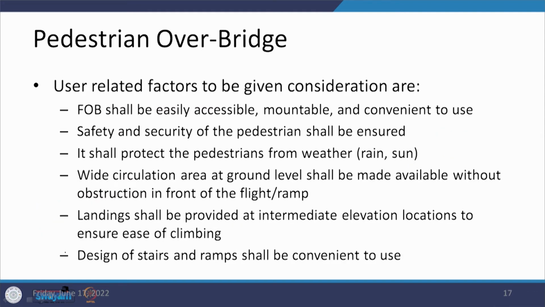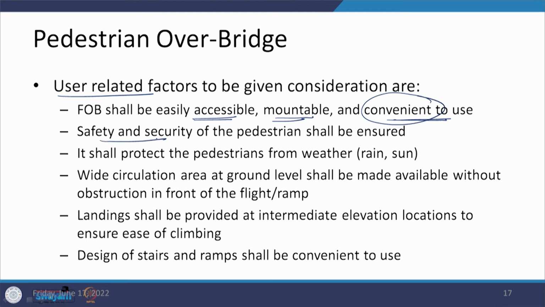Now, there can be two types of factors which primarily we can talk about here. One is the user related factors, another can be the design related factors. Now, in the case of user related factors, what we can look at is that the foot over bridge shall be easily accessible, means the location is such that you can very easily reach there, mountable and convenient to use. So, the design should be such that whatever the risers are being provided or the ramps are being provided, or are we going to provide escalators or elevators. So, that is going to improve upon the convenience of that use.